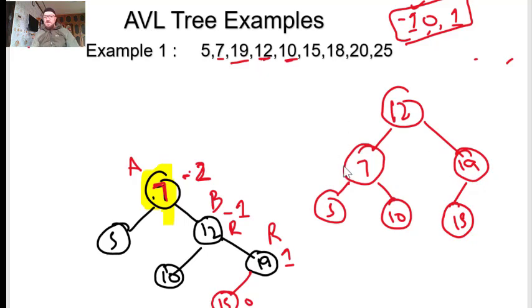Okay, now in this scenario I am seeing that I have got a balance factor of 0, 0. This is also 0. This one, 19, has 1 minus 0, that is 1. This 7 has 1 minus 1, that is 0. Now 12 has 2 minus 2, that is 0, so it is perfectly balanced.